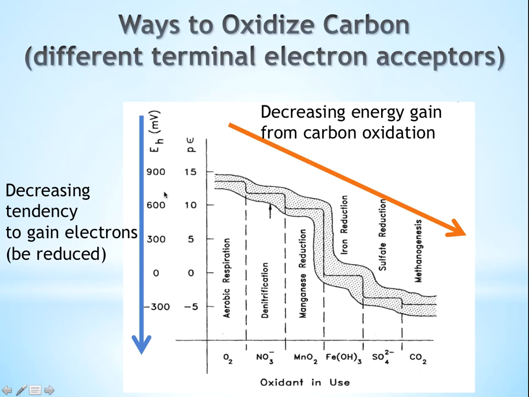We're going to talk more about EH and PE in class, but in general you can think about this axis as a decreasing tendency of these terminal electron acceptors to gain electrons. They don't want electrons quite as badly as something like oxygen does up here. As you go down this ladder, you get decreasing energy gain from carbon oxidation, and oxidation gets slower. It doesn't happen as quickly.